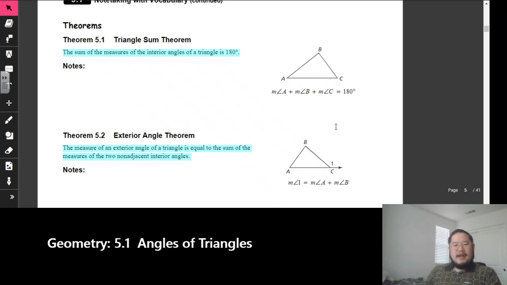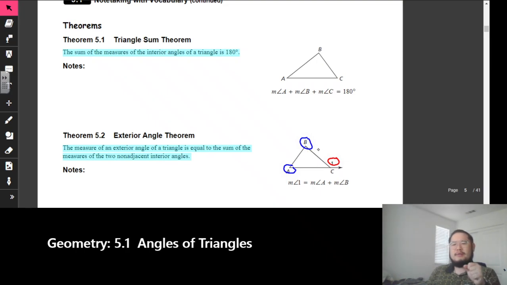The exterior angle theorem, theorem 5.2. What this is saying is that this angle 1 that's on the outside, this exterior angle, is equal to angle A and angle B, the two non-adjacent angles. So angle 1 is equal to the two non-adjacent.